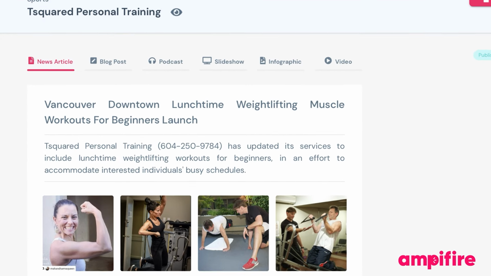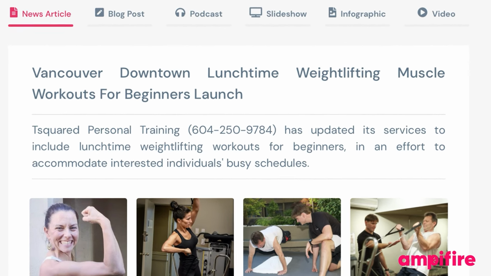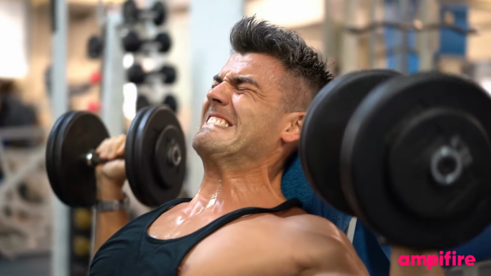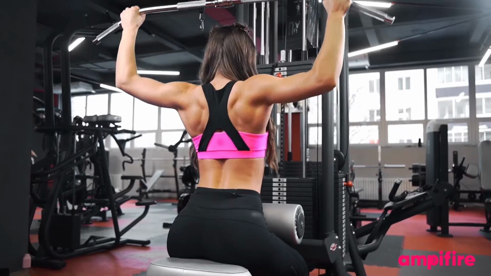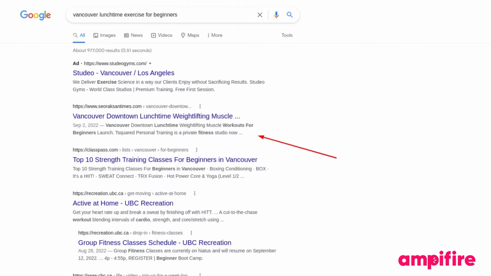Again, here we've got a specific location and a targeted personal training service for beginners. It even gets really specific with lunchtime, so you can picture the audience immediately. And everyone who wants to build muscle at lunchtime in Vancouver will come across this AMP. This also displays the power of specific keywords. Notice how it's ranking for lunchtime exercise for beginners, even though exercise isn't in the headline. Google associates specific keywords with related synonyms to display relevant results.